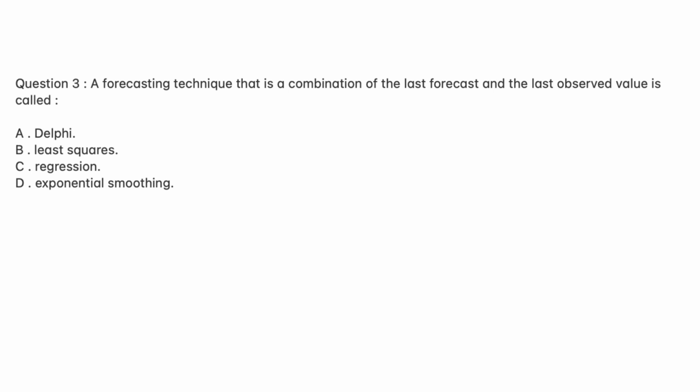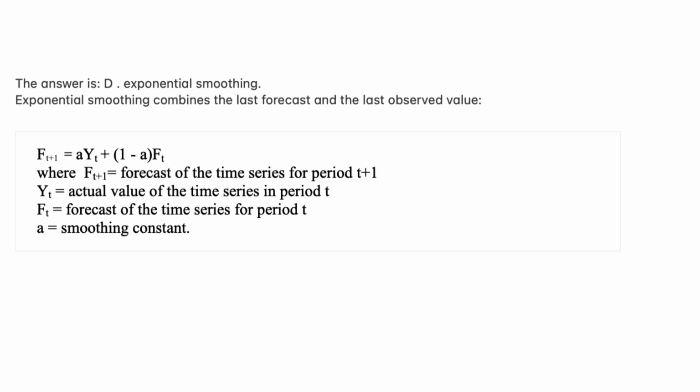Question 3. A forecasting technique that is a combination of the last forecast and the last observed value is called A. Delphi, B. Least squares, C. Regression, D. Exponential smoothing. The answer is D. Exponential smoothing. Exponential smoothing combines the last forecast and the last observed value.